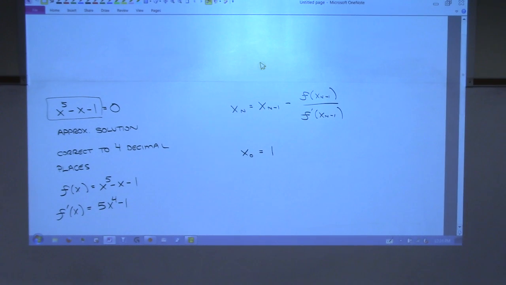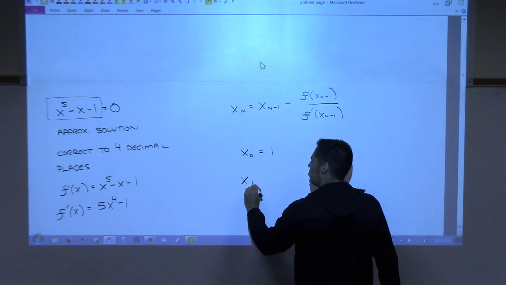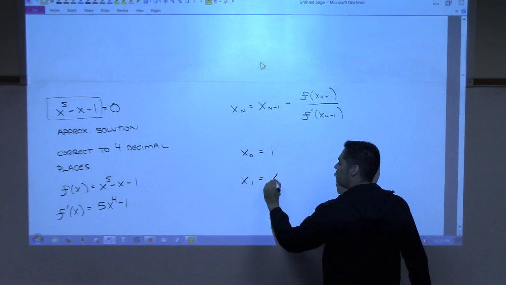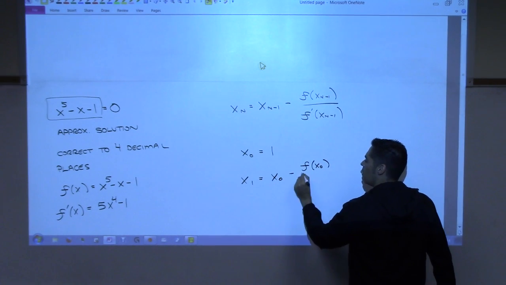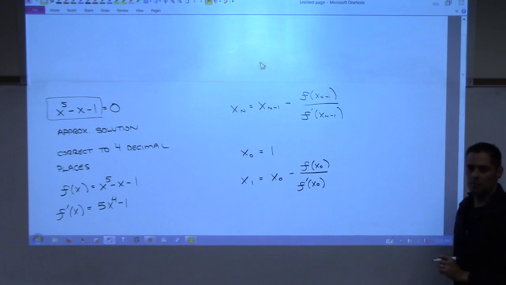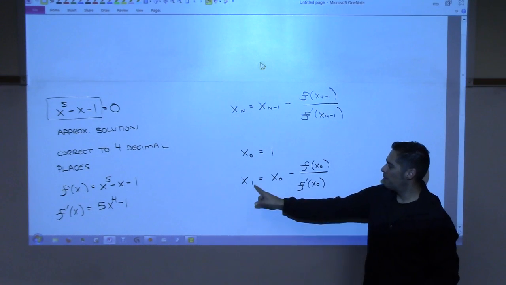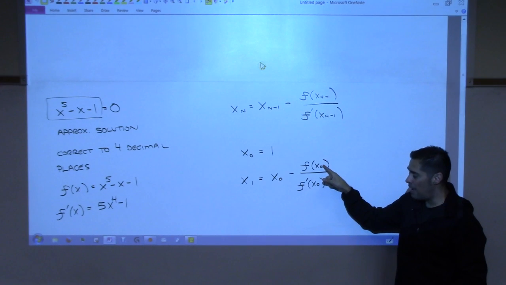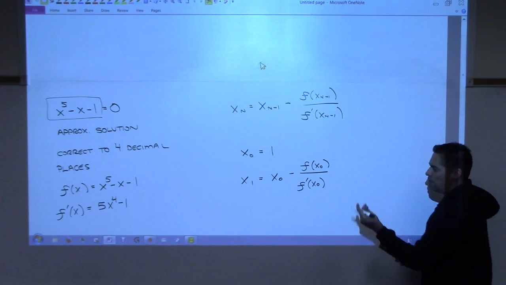Yay. Now, to get the second number, x sub 1, it will be equal to, using this formula, x sub 0 minus f of x sub 0 over f prime of x sub 0. Understand? The first one is the 0th one. The first one will be the one before it minus the function at the one before it divided by the derivative at the one before it. Now let's plug in that.